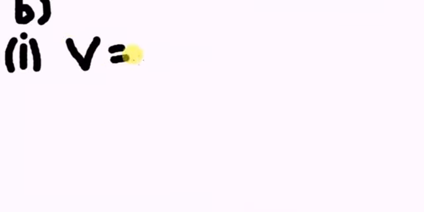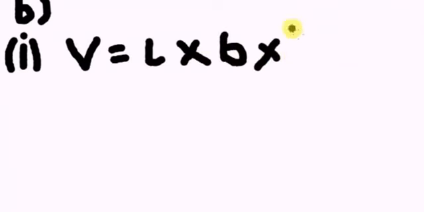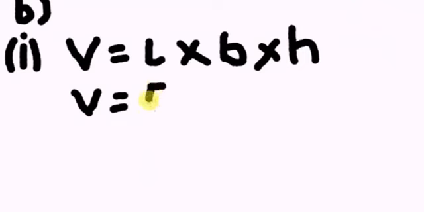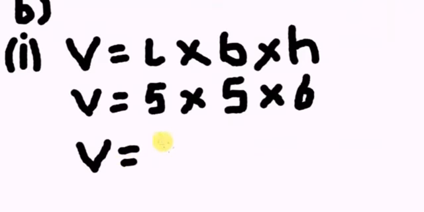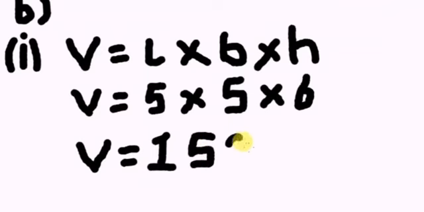So to find the volume of the water in the cuboid, the first thing that I'm going to do is to write the formula that is used to calculate the volume of the cuboid. So volume is equals to length times breadth times height. So volume is equals to, the length is 5 centimeters and the breadth is 5 centimeters multiplied by the height. The height is 6 centimeters. So 5 multiplied by 5 multiplied by 6. My answer will be 150 cubic centimeters. So the volume of the water in the cuboid is 150 cubic centimeters.